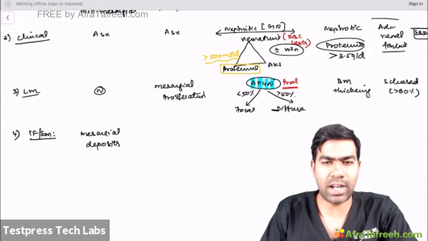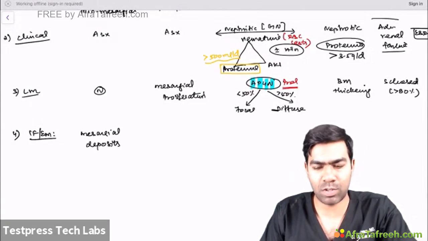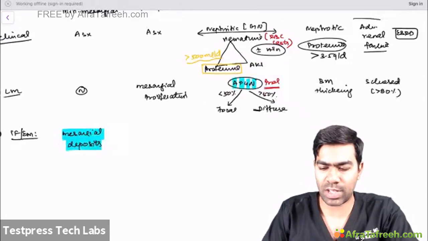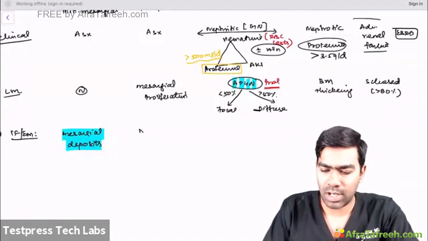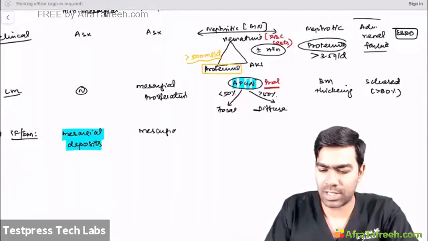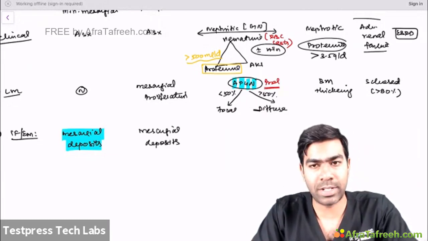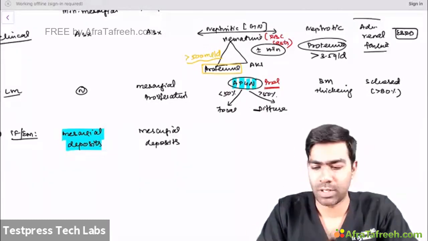Remember, even though the entire light microscopy is normal, in electron microscopy you can still make out this mesangial deposit. Even in immunofluorescence, there can be some mesangial deposits. And class 2 also, you will see mesangial deposits. The only difference between class 1 and class 2 is the light microscopy, where it will be normal in class 1 and it will be showing mesangial proliferation in class 2.